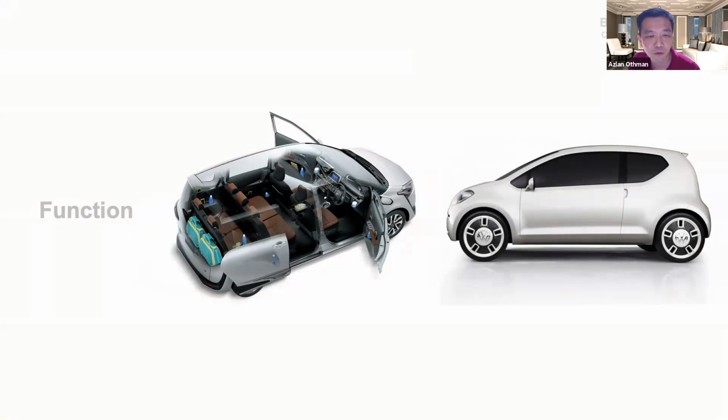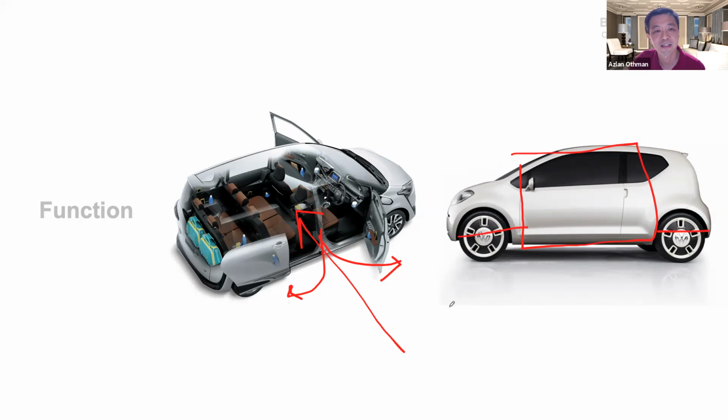Next is the functions that you offer. Is it innovative enough, such as having doors that open this way and that way to give maximum entry opportunity? These are really unique and very rare, for example, in Malaysia. Or a very small car that gives you maximum space inside with the shortest front and rear overhang. So functionality is key. Remember, form follows function, function follows form, a union together.